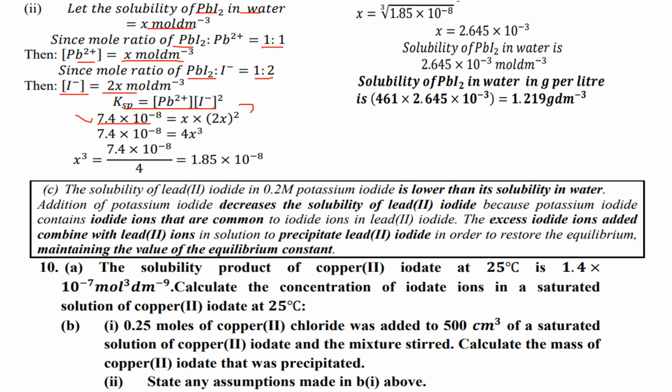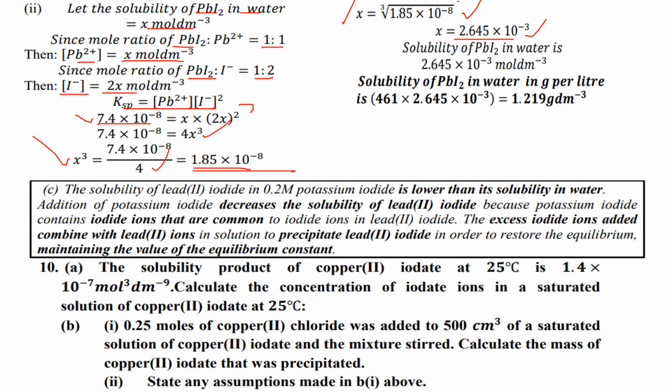So it's going to be 7.4 exponential negative 8 equal to 4x cubed. Making 4x cubed the subject, you're going to end up with 7.4 exponential negative 8 divided by 4. Putting everything in the calculator, you're going to end up with 1.85 exponential negative 8. So making x the subject, we put the cube root on both sides, and you end up with your x, or molar solubility of lead iodide, to be 2.645 exponential negative 3.